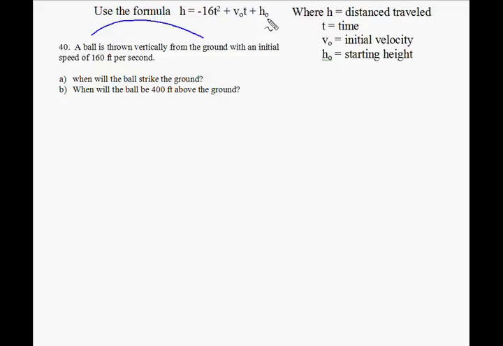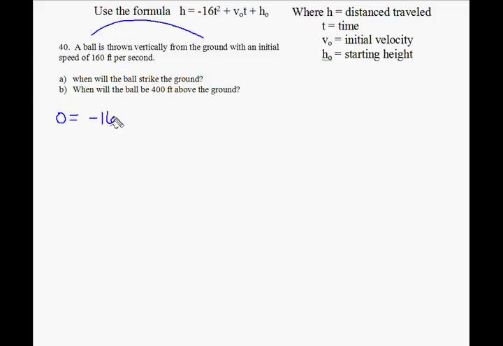Sometimes you're not on the ground, sometimes you're up on a platform. So we want to solve this problem. A ball is thrown vertically from the ground with an initial speed of 160 feet per second. So when will the ball strike the ground? Well, if it's going to strike the ground, then that means its height is 0, so we'll use that for the h. That's the question of when will the ball strike the ground. Our h would have to be 0.